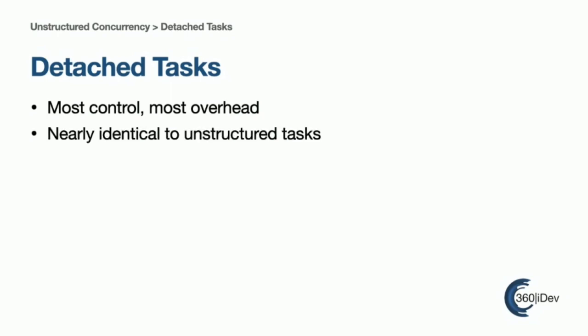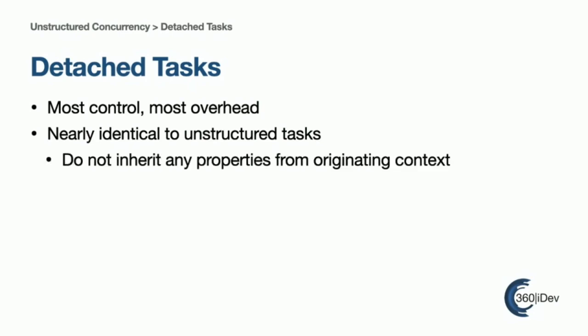So for scenarios where you need even more control than just unstructured tasks give you, there are also detached tasks. Detached tasks provide the most control, but also come with the most management. And detached tasks, they're nearly identical to unstructured tasks. However, they come with one caveat. They don't inherit any of the properties of their originating context. It's you that gets to provide those. And detached tasks can be created very easily using this Task.detached method.